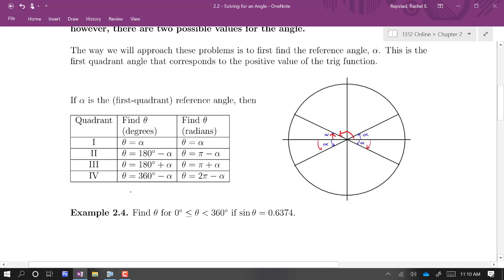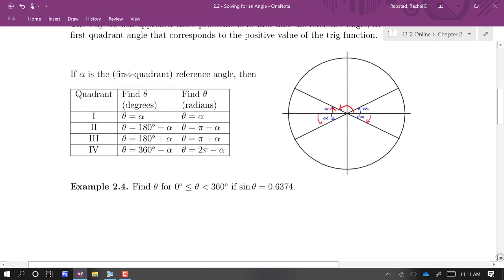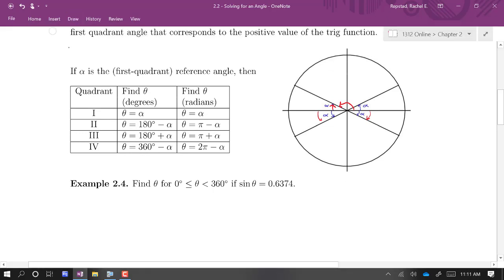I went through it as if we were measuring everything in degrees, but we are sometimes measuring our angle in radians. So the same principles apply, but instead of 180 degrees, we'd have pi radians. Instead of 360 degrees, that's 2 pi radians. You'll want to make sure that your calculator is in the right mode. In this first example, I know that I'm looking for an angle in degrees because they tell us theta is between 0 and 360 degrees.